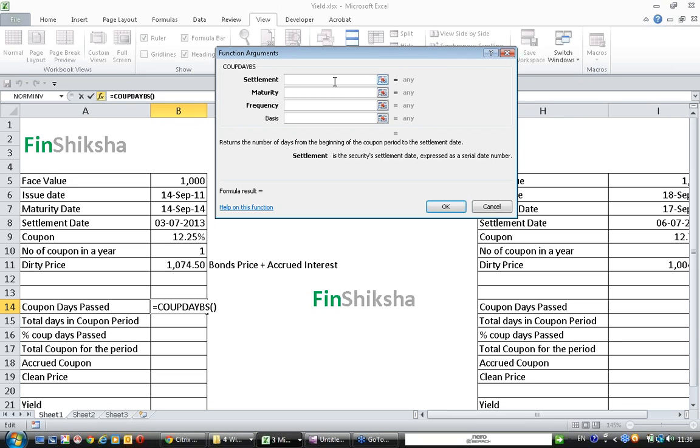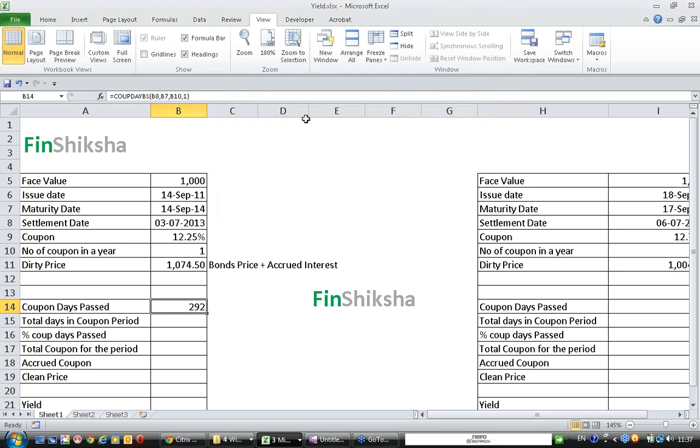Let's find that. Settlement date is 3-7-2013, that is the date on which the bond is being bought, and the coupon period begins on 14 September 2012. Frequency is the number of coupons per annum, which is 1, and basis is actual by actual, so we put 1. So 292 days have passed since the last coupon.